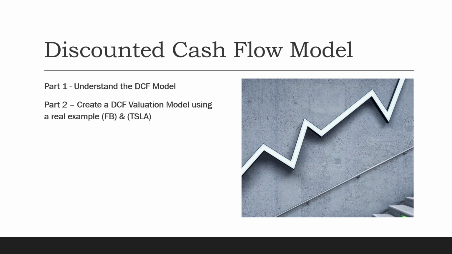We're going to be using Facebook and Tesla because obviously they're contrary to each other, where Facebook's producing consistent profit. Tesla is yet to be profitable but has a lot of potential ahead of it. So we're going to be looking at the different ways in which you can produce a DCF model depending on the company that you're doing.